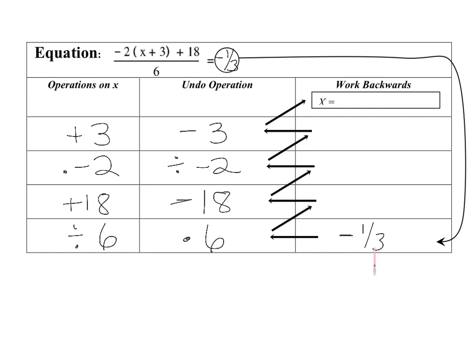So -1/3 times 6. You guys can do this. This is just 6/1 times -1/3, which gives us -6/3, which is -2. And then -2 minus 18 is -20. Then -20 divided by -2 is 10. And then 10 minus 3 is 7. Was 7 the number that you picked? It sure was. Awesome. So we solved this equation and got that x is equal to 7. Thank you, Mr. Rocket, for your assistance. You're welcome.